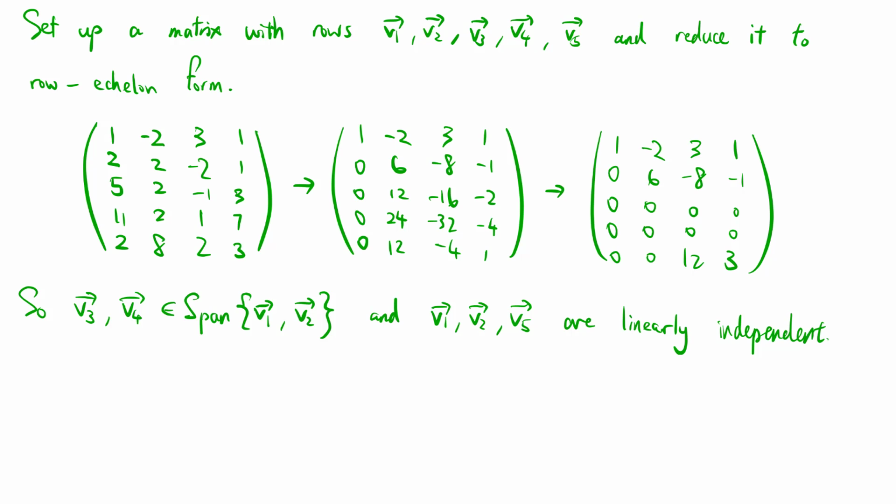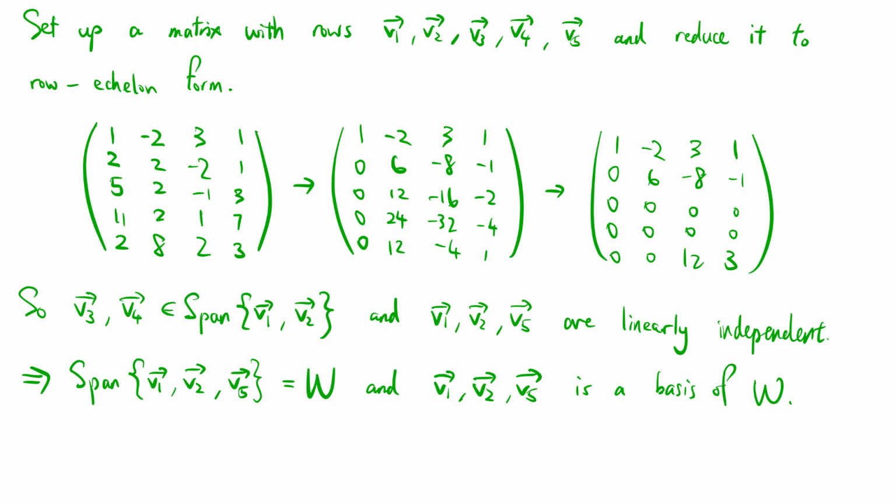So v3 and v4 are in the span of v1 and v2, and v1, v2, and v5 are linearly independent. This means that the span of v1, v2, and v5 equals W, and v1, v2, and v5 is a basis of W.